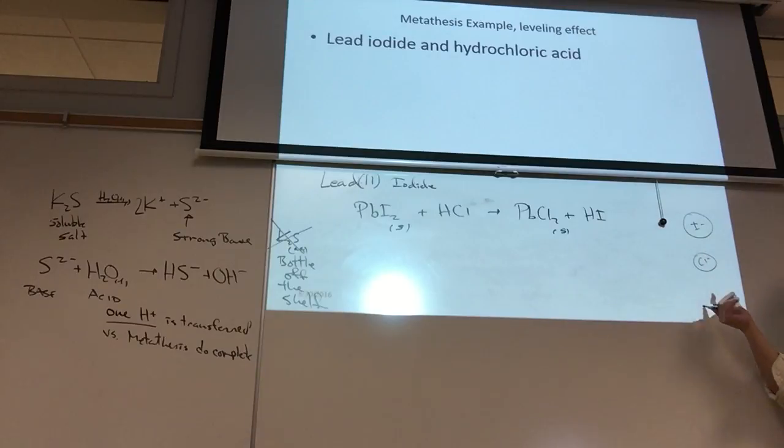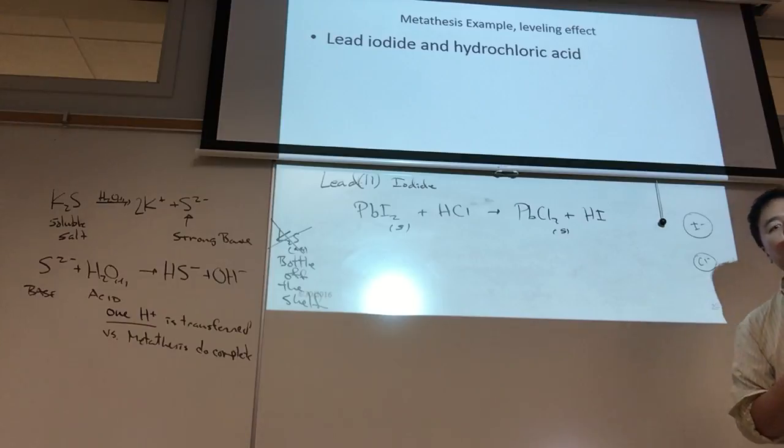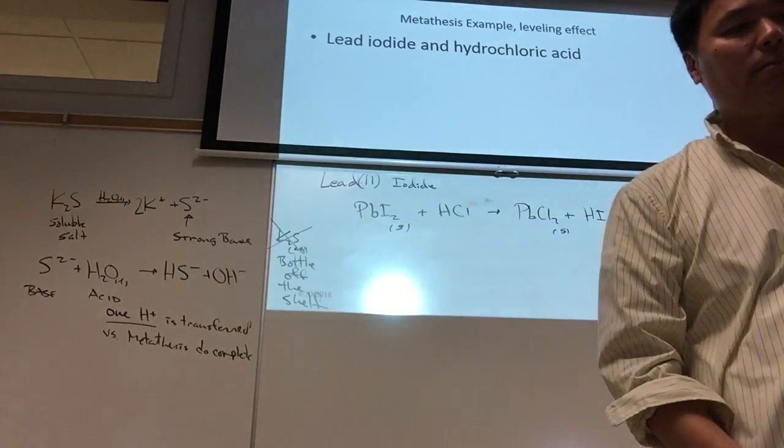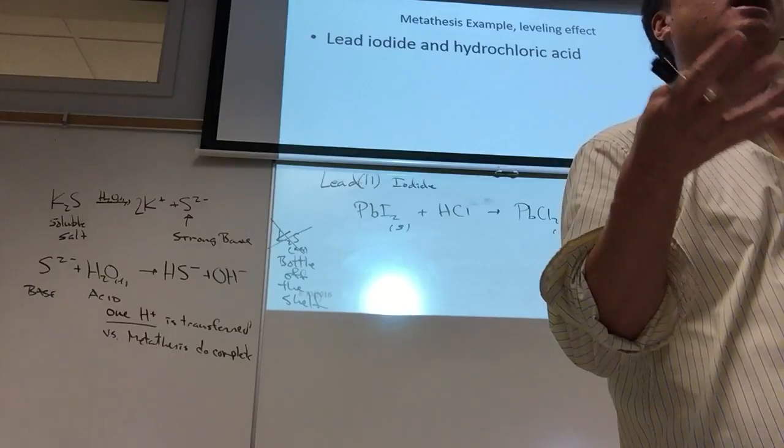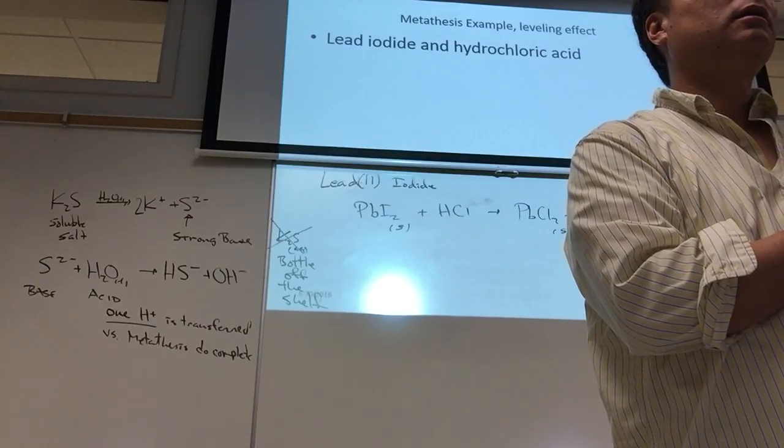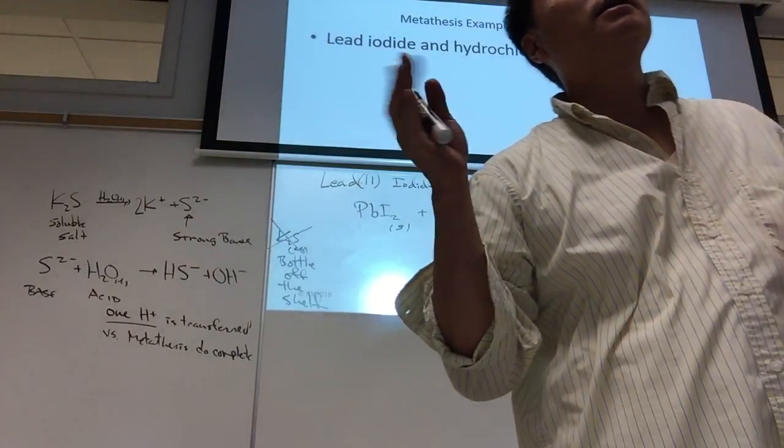Iodide's bigger, chloride's smaller. So which one's going to have a higher charge density? Chloride. Chloride is going to be more strongly bonded to lead, right? That works great for compounds that are really ionic. But there are some compounds like, you know, lead.